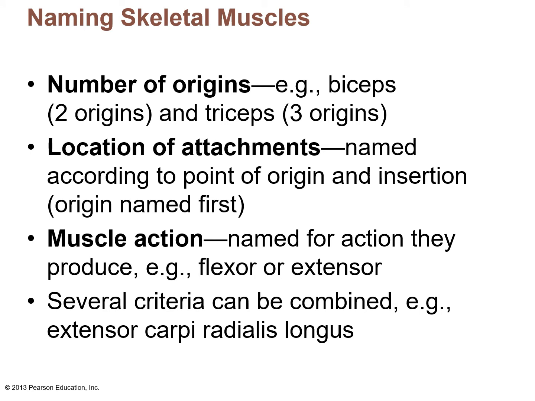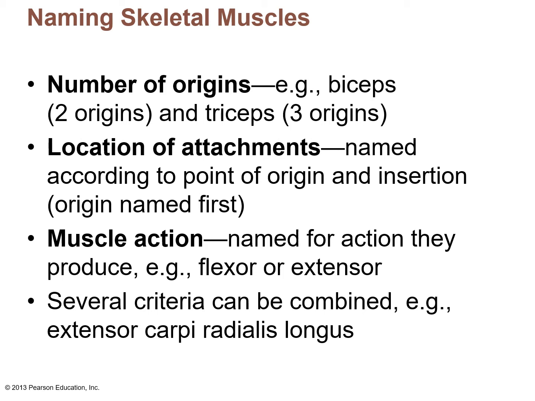You can also name them by their number of origins. Biceps, 2 origins. Triceps, 3 origins. And we already talked about the biceps brachii, triceps brachii. Location of attachments, named according to the point of origin and insertion. We have a muscle that's called the sternocleidomastoid. Sternocleido, the origin is on the sternum and on the clavicle. Mastoid, it inserts on the mastoid process of the temporal bone, so that's where the name sternocleidomastoid comes from.